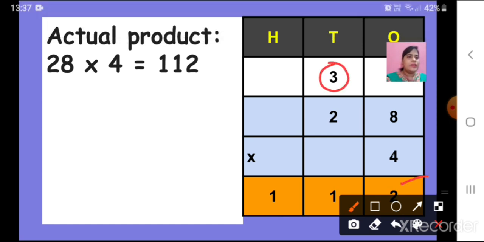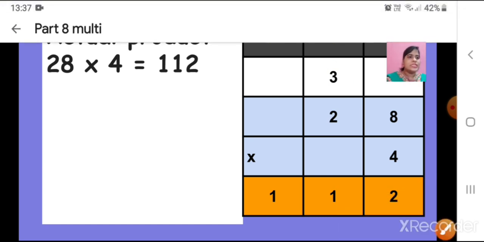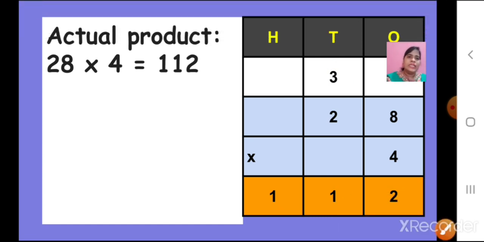Okay. Then 4 2s are 8. 8 plus 3 is 9, 10, 11. So write here number 11. So our answer is 112.